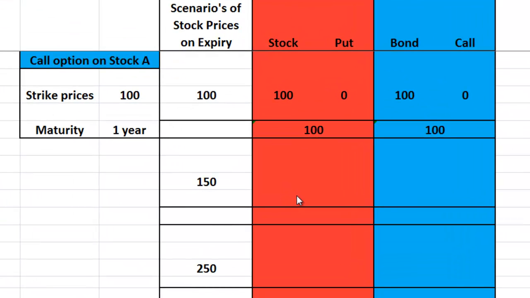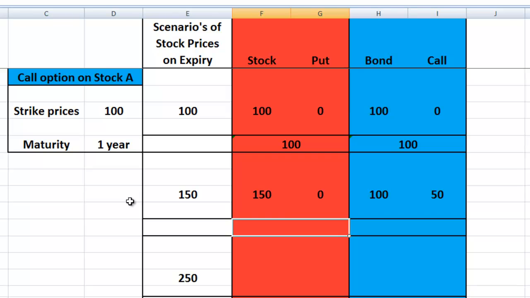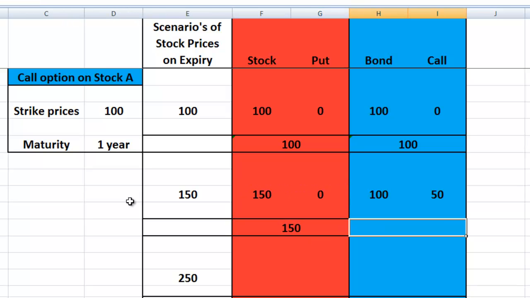Now if the price of the stock happens to be 150, in that case we will say that stock is worth 150. Now the put option will become out of the money because something which is worth 150, I have a right to sell at 100 and this right is valueless. So value of put option is 0. Bond value is always 100. Now the call option will be in the money and the value of call option will be 50 because something which is worth 150, I have a right to buy it at 100 rupees. Which means that the total value of the portfolio is going to be 150. Total value of this portfolio is going to be 150. Again the two portfolios are exactly equal to each other.